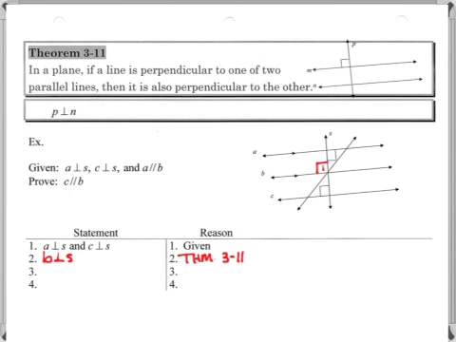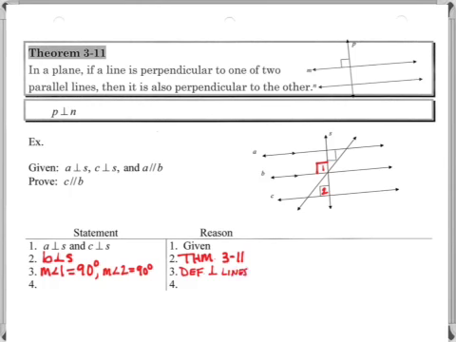We just looked at a proof for it, and we're given an example here. If we have that A is perpendicular to S and C is perpendicular to S, and A is parallel to B, we want to prove that C is parallel to B. We're going to fill in our statements and our reasons here. We start with the givens, and we also have that B is perpendicular to S. How do we know that to be true? Well, from Theorem 3.11 above: if we have two lines that are parallel and one is perpendicular to the same line, then the other is perpendicular to S. Moving forward, the measure of angle 1 is 90 and the measure of angle 2 is 90.